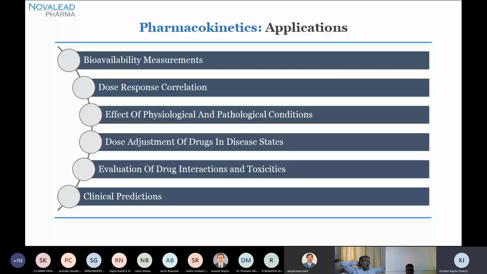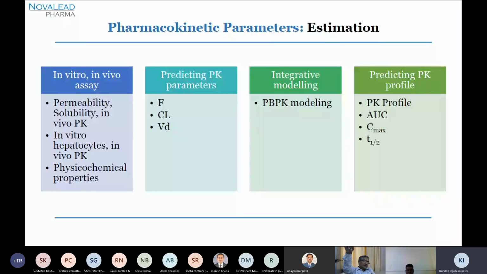Now, a typical workflow for pharmacokinetic predictions would be like this: initially you need to have in vitro or in vivo assay data. That assay could be in terms of permeability, solubility, or in vivo PK in some animals. Then you could have in vitro hepatocyte or in vivo PK data. Then you could also have some physicochemical properties calculated for the molecule. Any prediction is dependent on the initial data, so some experimental data is always required to start with the prediction.